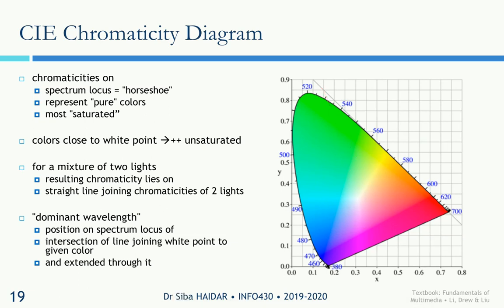So the spectrum locus is the boundary of the area of the two-dimensional plane, that part that encompasses all the visible colors inside it. How beautiful is this representation of the CIE.